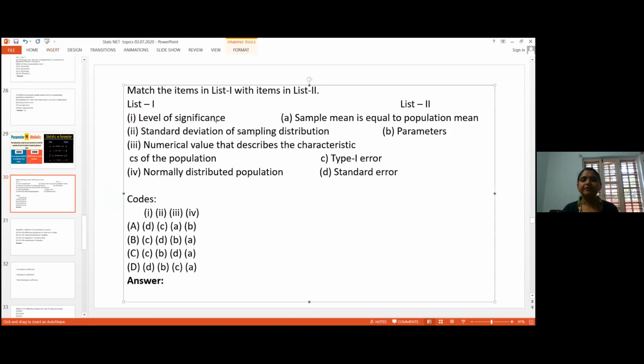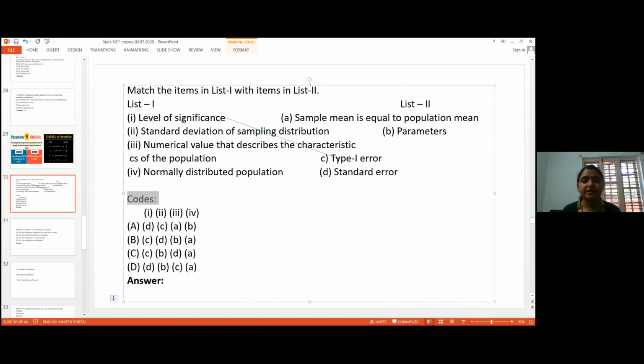Okay, level of significance. Is it sample mean equal to population mean? Parameter, type 1 error, standard error. Level of significance is the probability of type 1 error. Okay. Can we stop our choice? No. CC, there are two C's. Look at the code, there are two C's, so we cannot stop with one option.